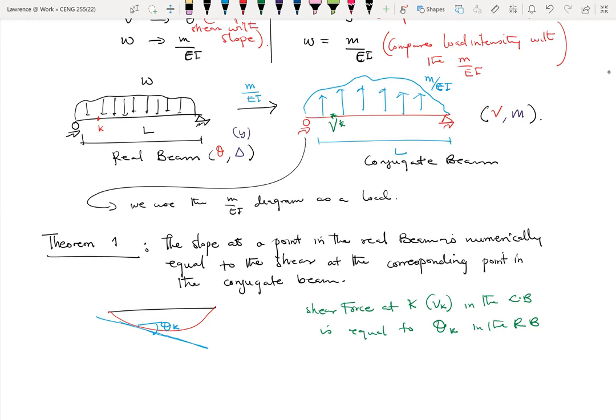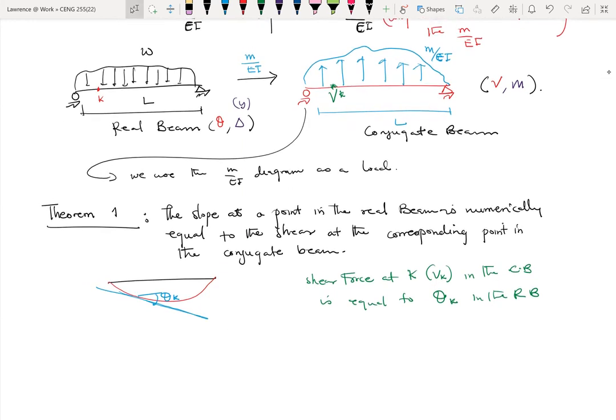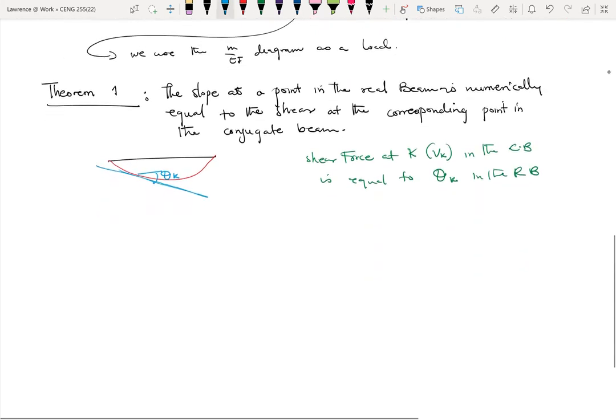All right. So the first theorem is saying that if I want to find my slope in the actual beam that I have, if I'm able to create what we call a conjugate beam, then if I find the shear force at that same point in the conjugate beam, it will give me the slope in the real beam. Okay, so we'll look at some examples.